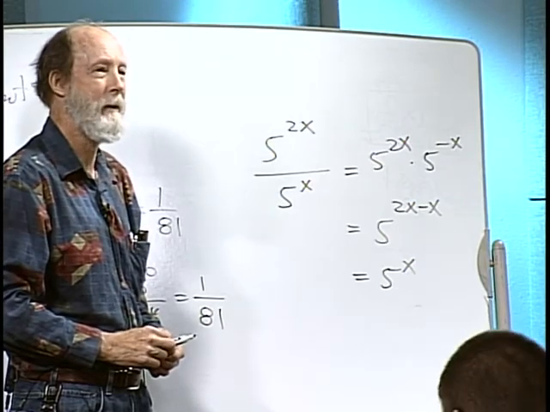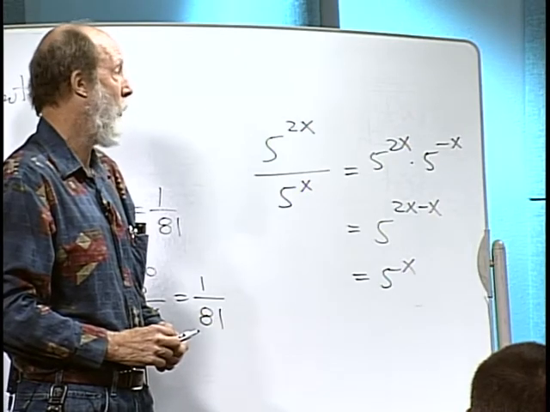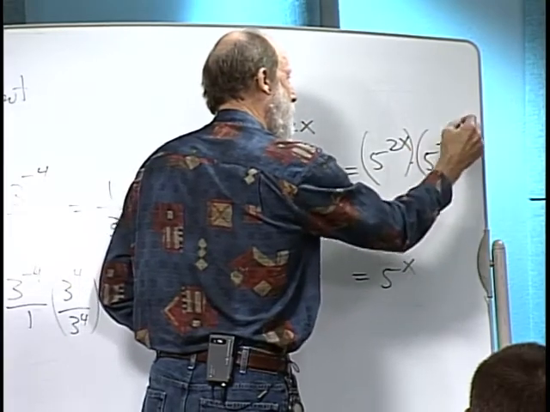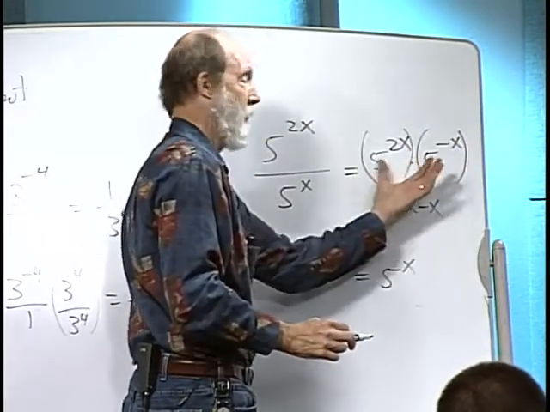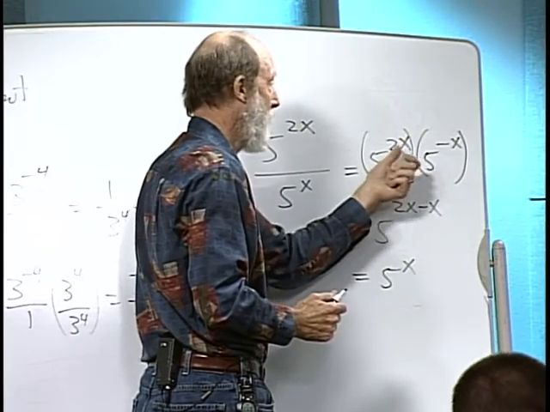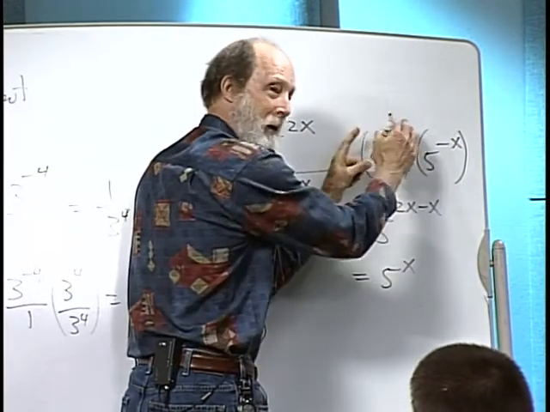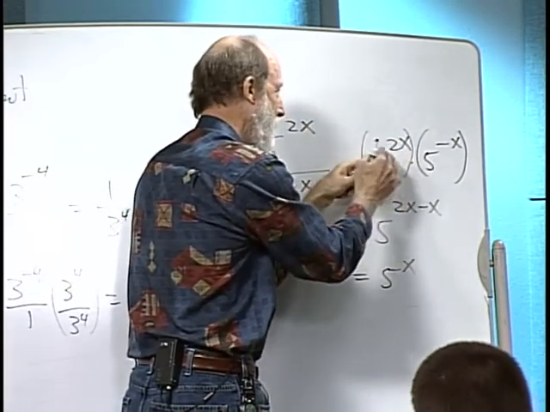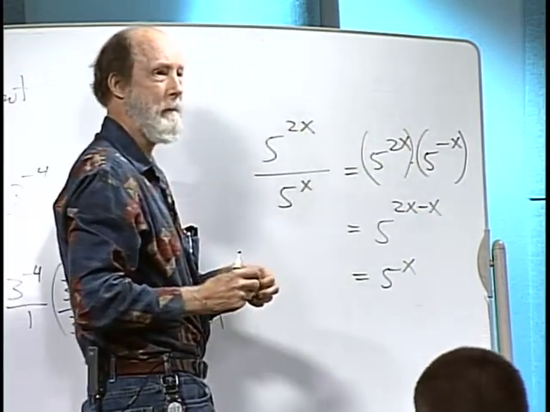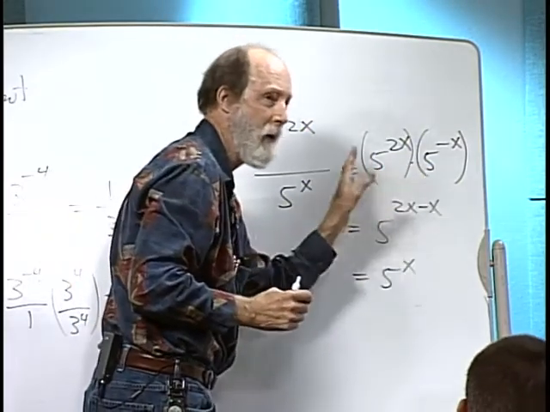Yes, Jennifer. Wouldn't it create confusion, though, to put a 5 times 5 next to each other like that? No, that does not mean 5 times 5. It means this. See, this is not just a 5 hanging out here. This is 5 raised to the 2x power. So that's not separately just a 5 times that 5 over there. The base doesn't turn to 25. No.